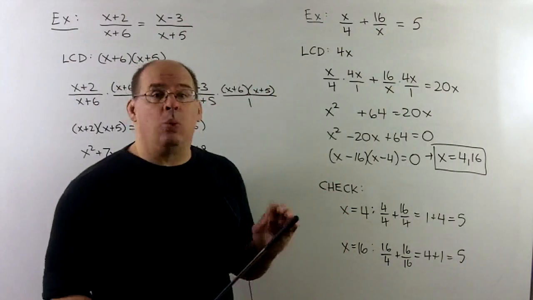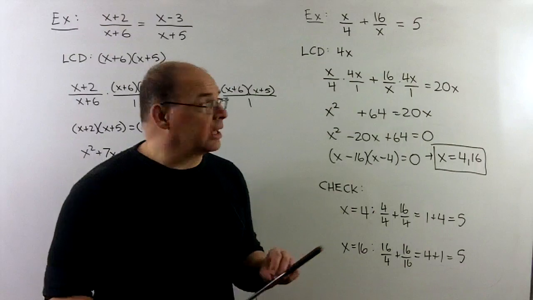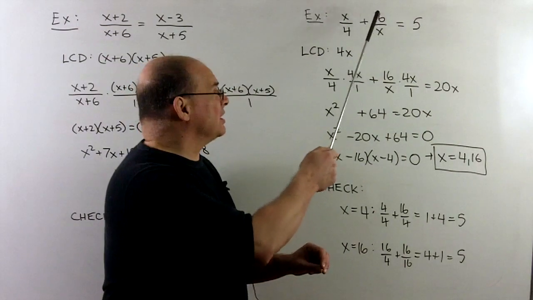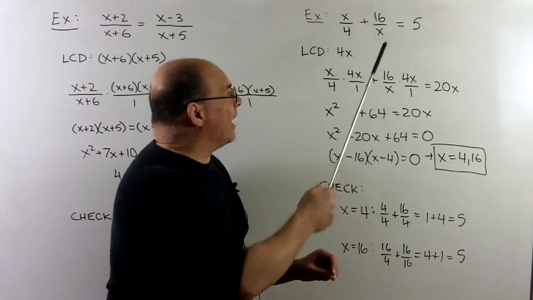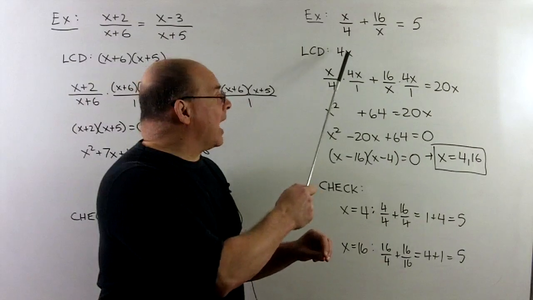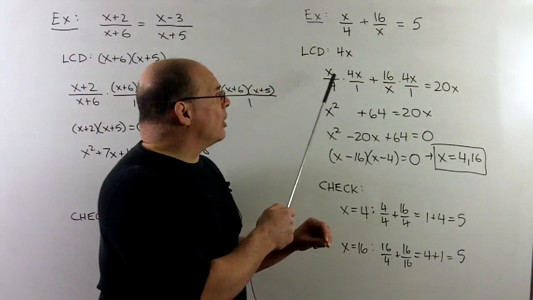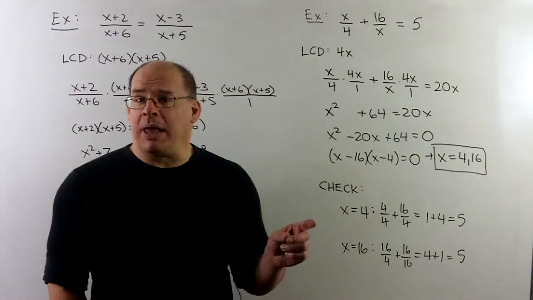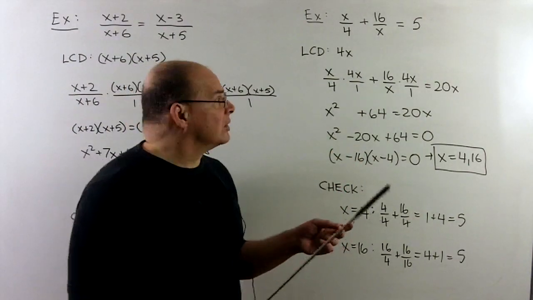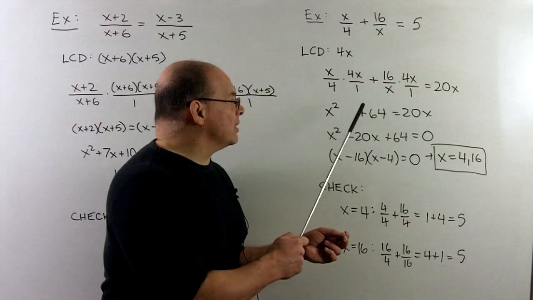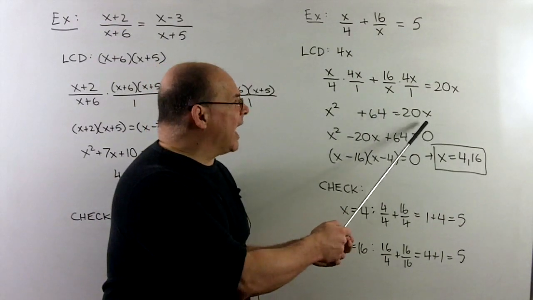Let's try one where we need to solve with a quadratic. So I'll try x over 4 plus 16 over x equal to 5. Right away, we see the LCD is a 4x. So we multiply all terms by 4x over 1. For the 5, we can just multiply by 4x to get 20x. Now we cancel. What's going to be left over is x squared plus 64 equal to 20x.